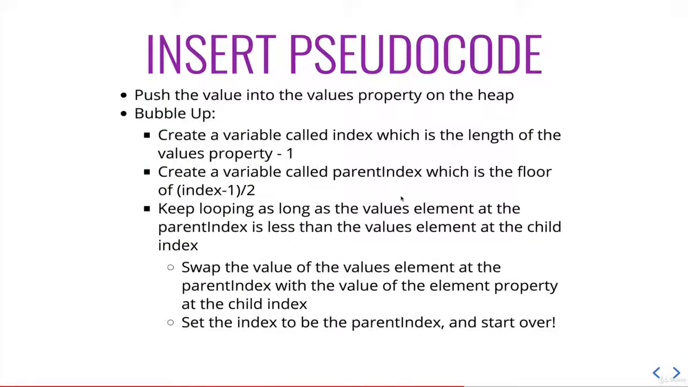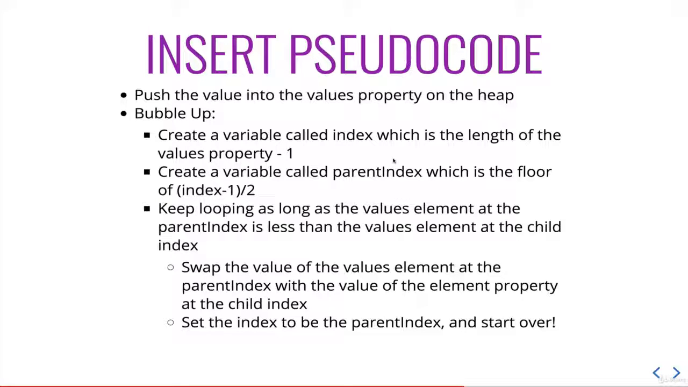So here's some more detailed pseudocode. If you would like to do this all in one method called insert, you can do that. You could also write a method called insert, which calls another method called bubble up. Totally up to you. But the way bubble up will work, once you push the value in to the end of the values list or the array, it's at the very end, and it's probably in the wrong spot. It could be in the right spot, but it's most likely in the wrong place.